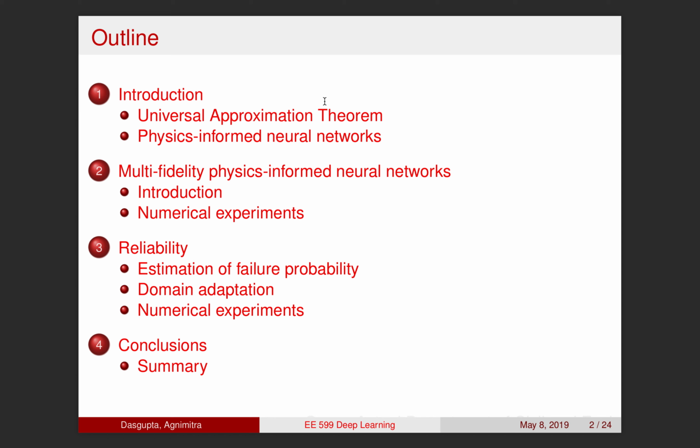Today I'll be covering some topics which include an introduction to the universal approximation theorem and what physics-informed neural networks are, a multi-fidelity physics-informed neural network that has been recently proposed, and I will introduce that and include some numerical experiments on that. Finally I'll be discussing reliability estimation, which chiefly includes estimation of failure probability, a domain adaptation technique for training the multi-fidelity physics-informed neural networks, and some numerical experiments. And I'll end with a summary.